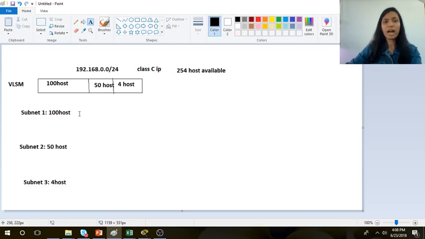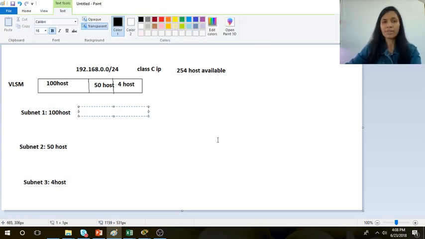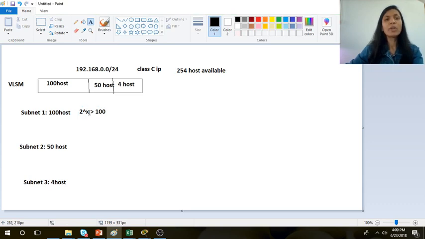Now in order to get 100 valid host IP addresses, I would require 2 raised to 7, which is 128. That is, I require 7 host bits. So you are going to calculate the number of host bits as, if my host bits are x, 2 raised to x should be greater than 100. And you have to take the x value to be optimum.